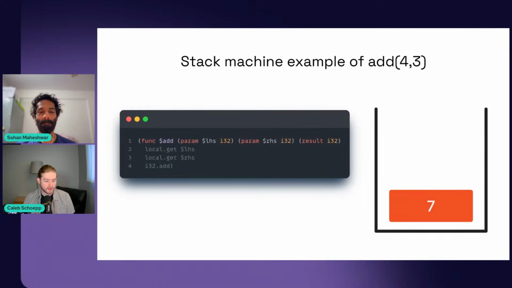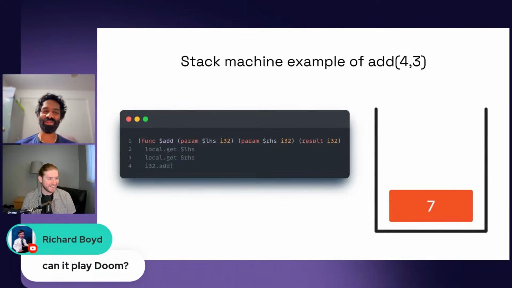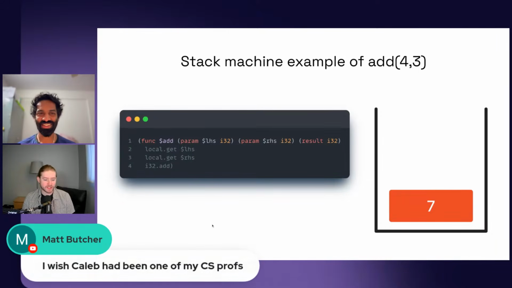Awesome. Cool. Mobile agents would jump to the server where the data was. I see. Like moving the code around to the spot where it makes sense. Not super familiar with this, but I can see an analogy there. Oh, the question that I think everyone's thinking of, which is, can it play Doom? Also, thanks for stopping by, Richard. Yeah, I remember early in the days of WebAssembly, there were so many game examples. But Butcher wishes I had been one of his CS profs. Well, maybe we can make that happen. We'll set up a time, Butcher.